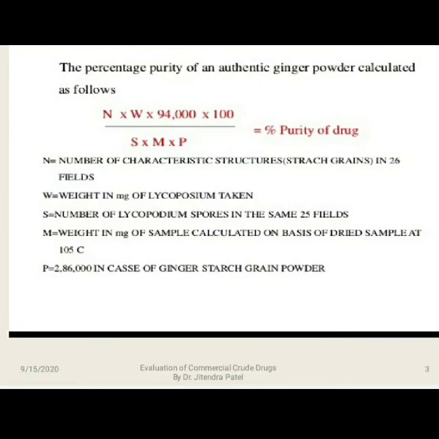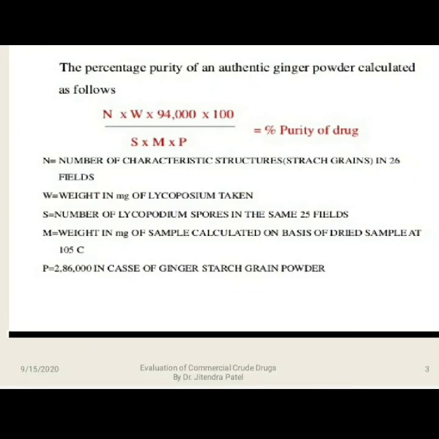So here is the formula. The percentage purity of authentic ginger powder is calculated as follows: n into w into 94,000 into 100 divided by s into m into p, equal to the percentage purity of the drug. Where n indicates the number of characteristic structures or starch grains in 25 fields in the Lumbus chamber. W indicates the weight in mg of Lycopodium taken, 1 mg generally, right? S is equal to the number of Lycopodium spores in the same 25 fields.